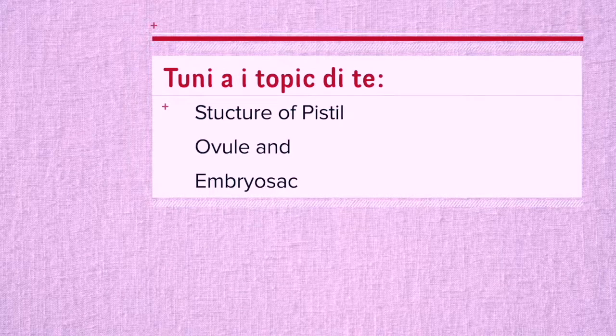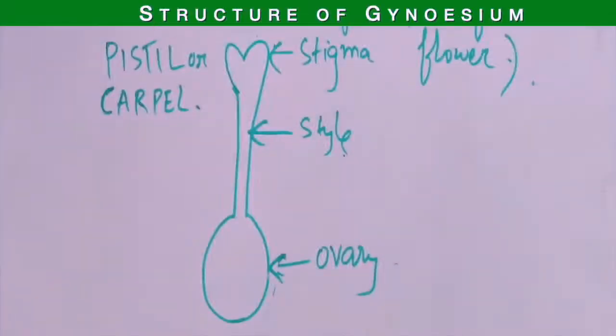So today we are going to study the structure of the pistil, the ovule, megasporogenesis, and then the embryo sac. Take a tomato, for example. The gynoecium is the female part of the flower.